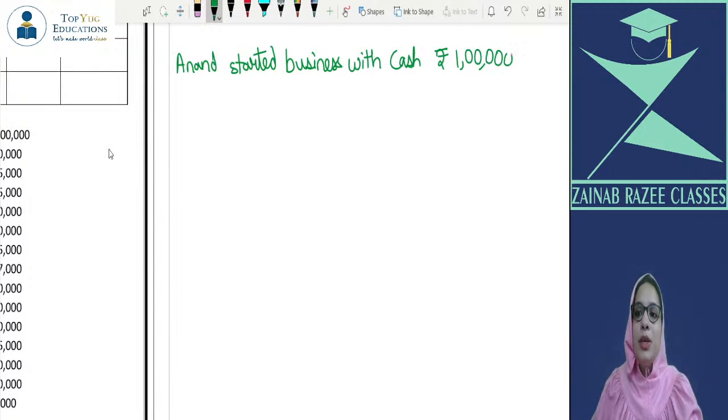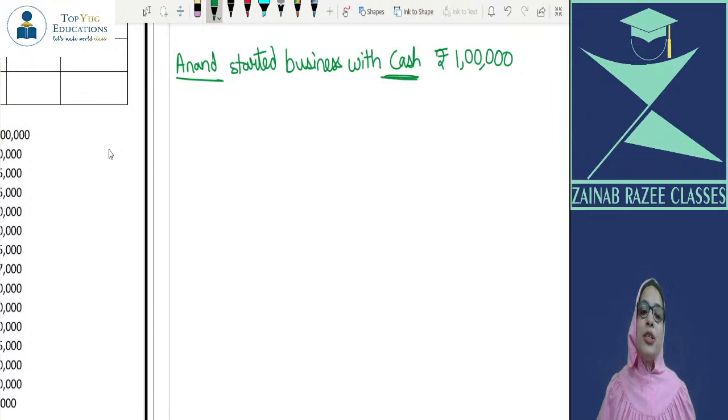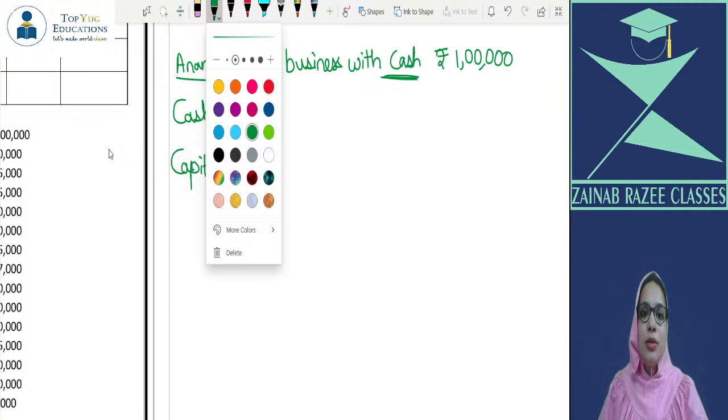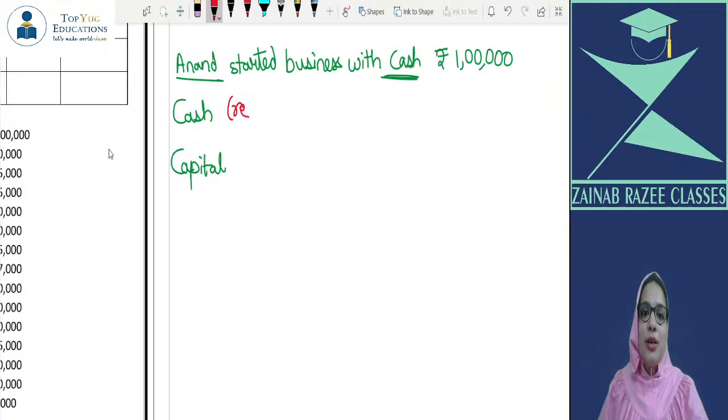I want you all to note down with me and quickly tell me what are the two accounts that get affected? We'll think from traditional approach side, we'll think from modern approach side. Cash and capital. Yes, Anand has started business, so he is capital and he has got cash. So the two accounts that are affected is cash and capital. Now, if I think from traditional approach, cash is a real account and capital is a representative personal account, right?